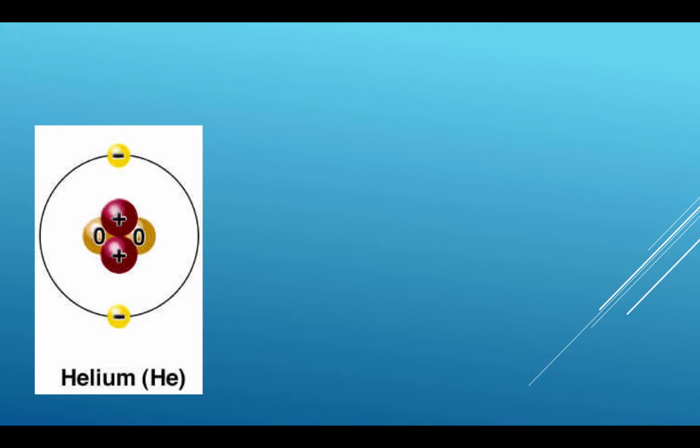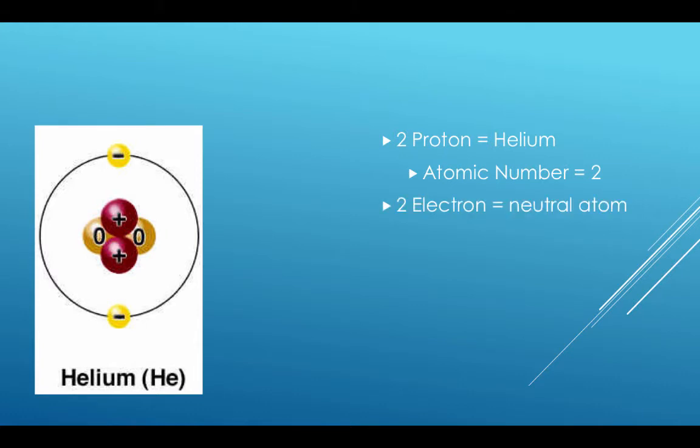This next example has 2 protons, 2 neutrons, and 2 electrons. The atom with 2 protons is helium. The atomic number is 2. It has 2 electrons, so again the atom is neutral or elemental. It has 2 neutrons. The mass of this atom is 4. The mass comes from the 2 protons and the 2 neutrons.